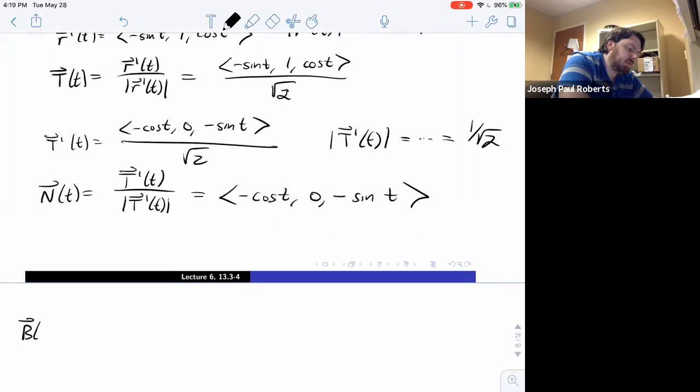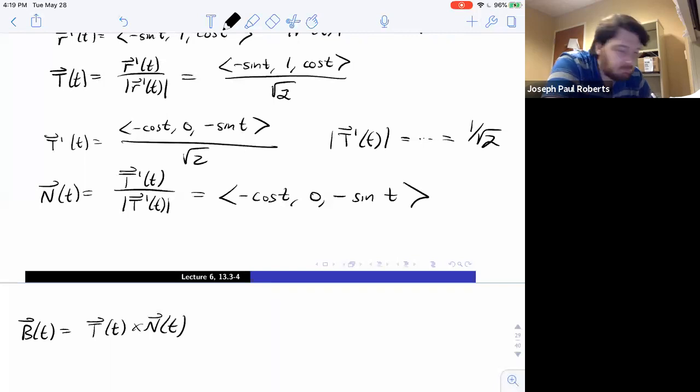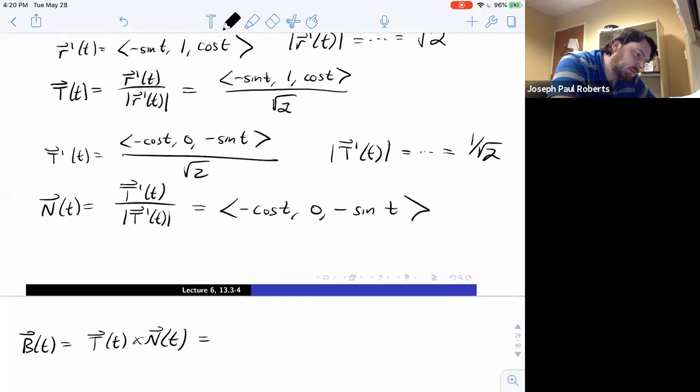And then B of t is T of t cross N of t. So I like to remember this: Big Ten Network, what channel the football games are on. So B equals T cross N. And so this 1 over root 2 that shows up in the formula for T, you could put out front.